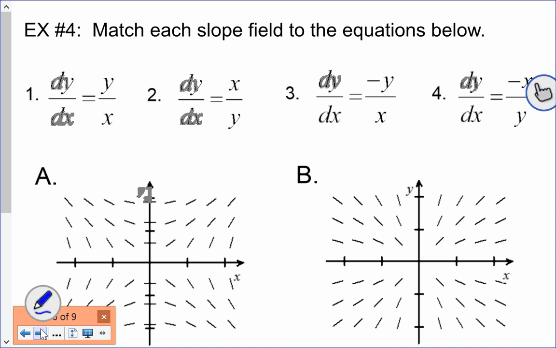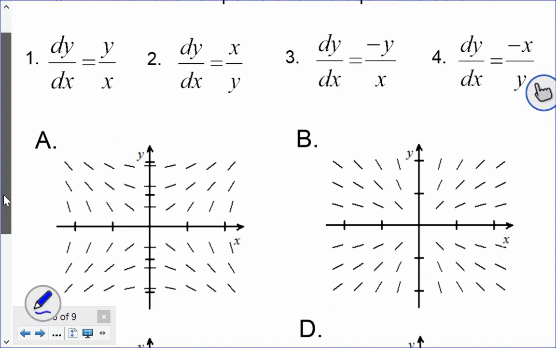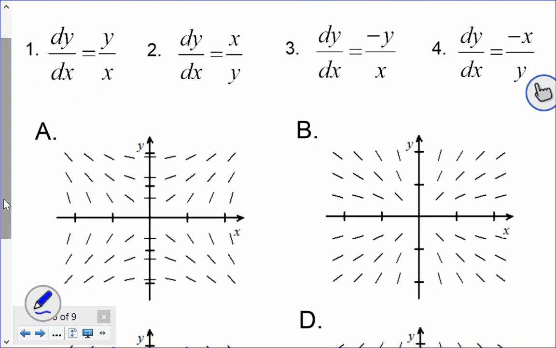But let's just go through each one to figure out what it might match to above. So we're going to just start with A. If we look at A, the very first place that I would look, now visualize here what you think the solutions are going to look like.